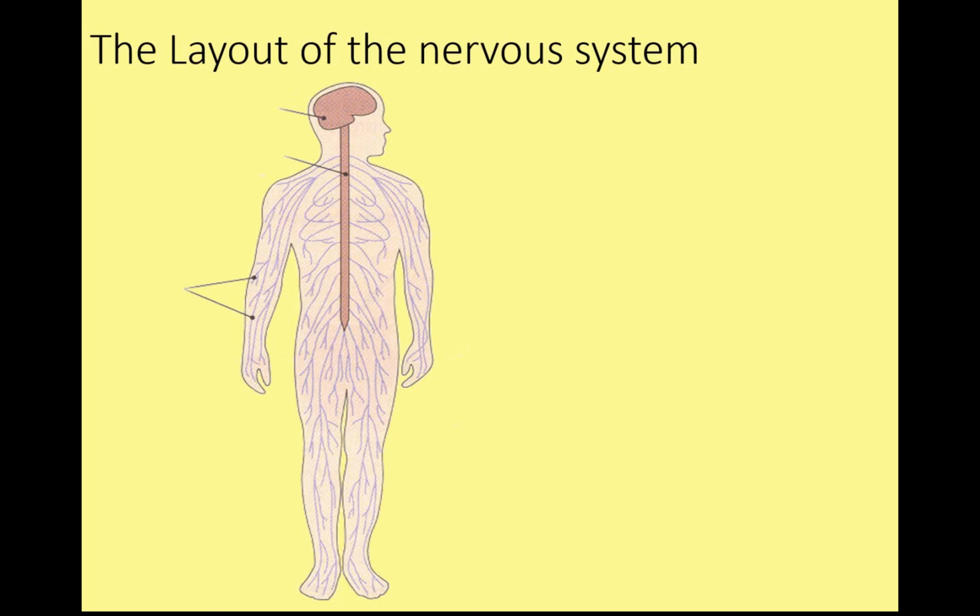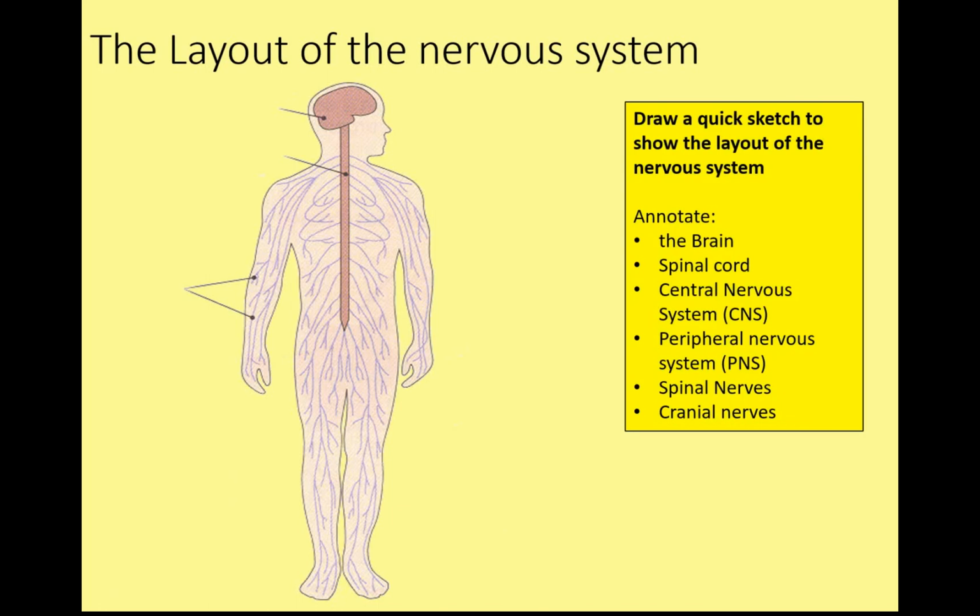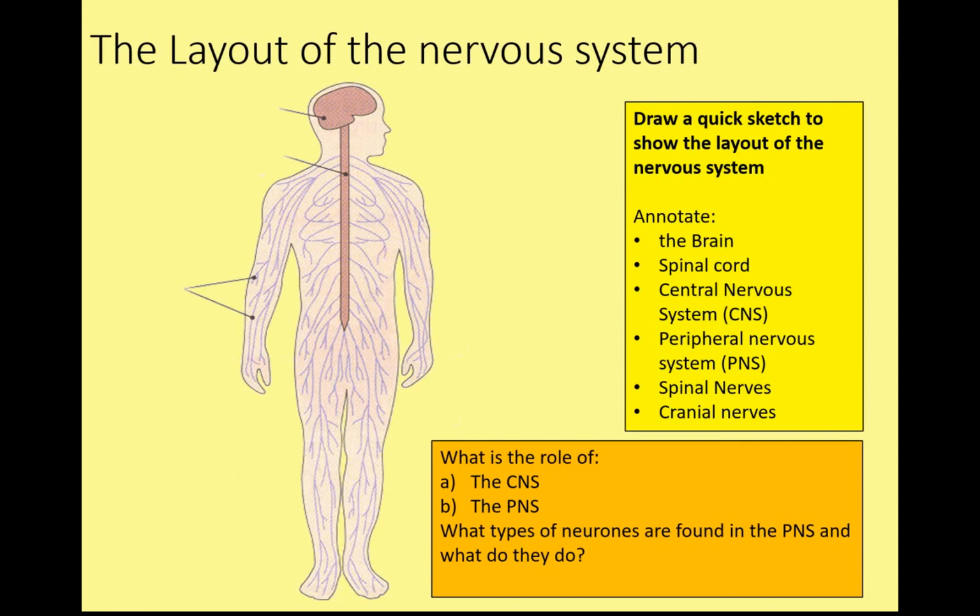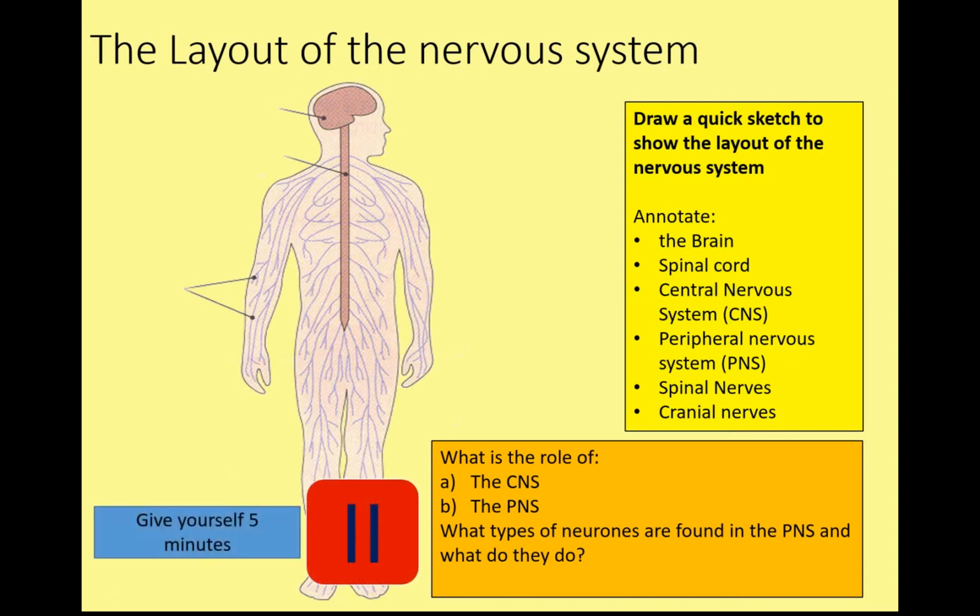So you've got this diagram on your sheet. Can you label some of these structures? I mean, some of them have got label lines. You've got the brain, spinal cord, central nervous system, peripheral nervous system, spinal nerves and cranial nerves. You might be able to use your textbook or a little bit of quick research. What can you come up with to explain them? What's the role of the central nervous system? What is the role of the peripheral nervous system? And what type of neurons are found in them? Okay, give yourselves 5, maybe 10 minutes if you want to do some research. Pause the video here.